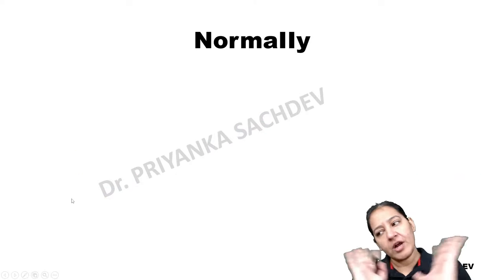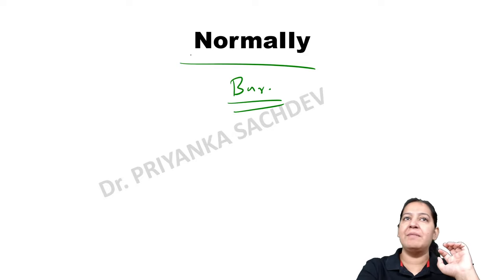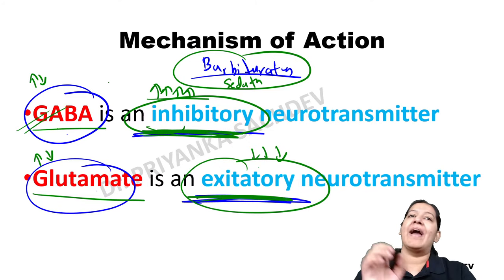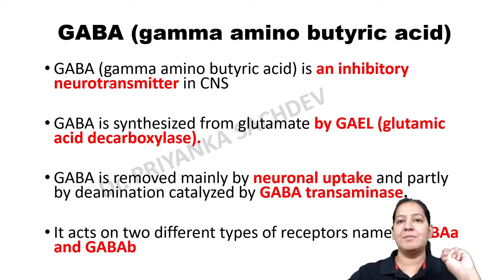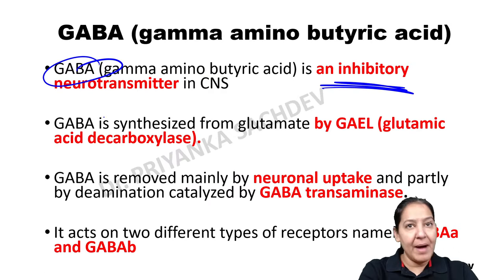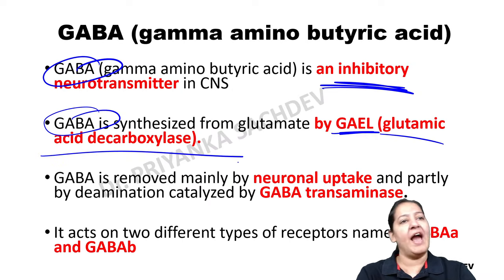Before teaching the action of barbiturates, let me teach you what normally occurs in the brain. How does GABA action normally take place? Normally, we have two neurotransmitters, as I have told you. GABA is an inhibitory neurotransmitter. GABA is synthesized in the brain by the enzyme GAD, glutamic acid decarboxylase.